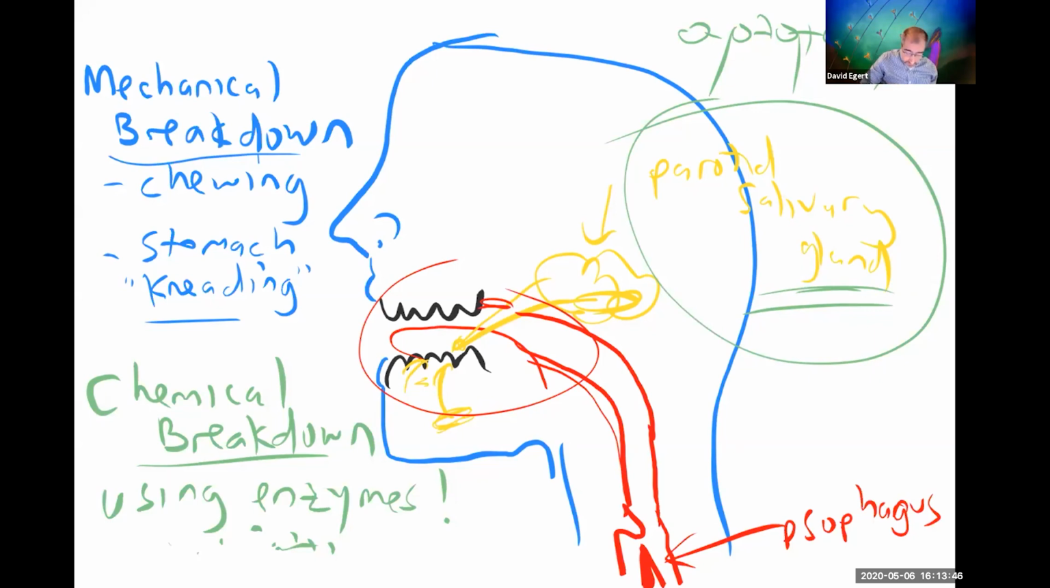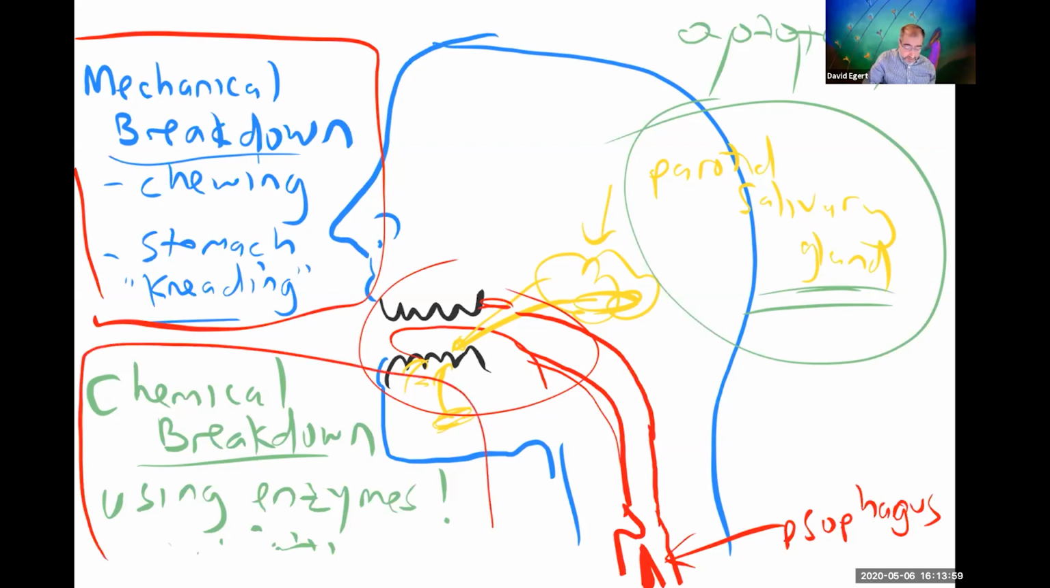So this is useful to know, the distinction between mechanical breakdown, which is more in the beginning of the process, and then as we get further down in the system, it's going to be more and more pure chemical breakdown, where you are just mixing the food with different enzymes and keeping it going until everything breaks apart.